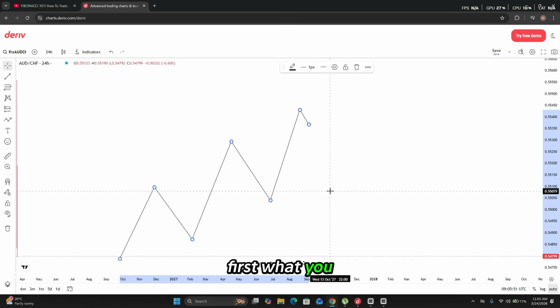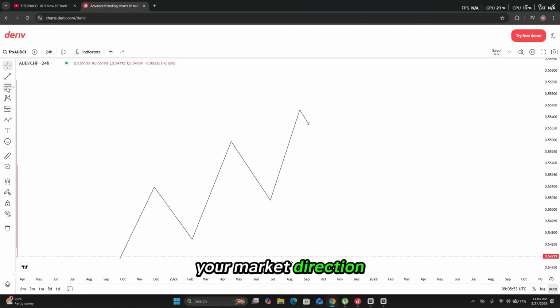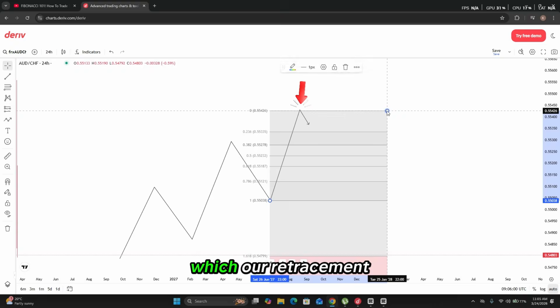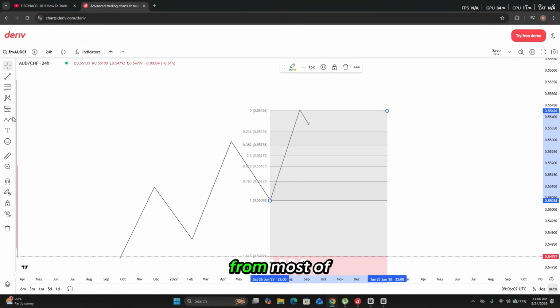So first things first, what you want to do is take note of your market direction. Since in this example, in a bullish market, we drag our Fibonacci from the low to the newly made high, which our retracement is going to emulate from.